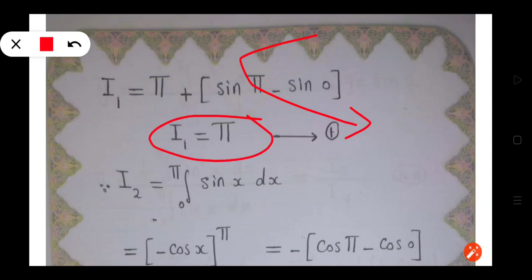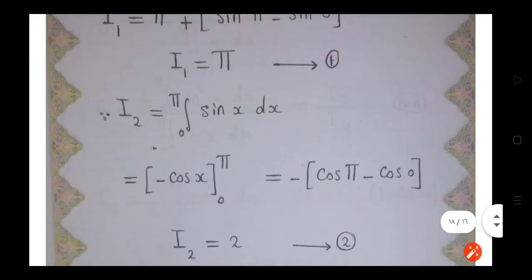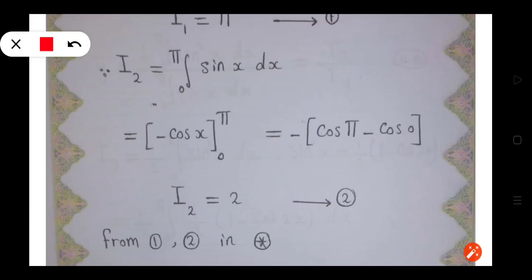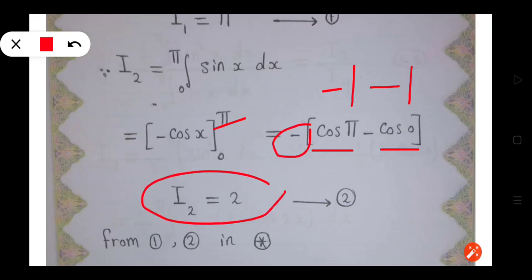To find I2, it is the definite integral from 0 to pi of sine x dx. Integration of sine x equals negative cosine x from 0 to pi. First we put x by pi and then put x by 0. So it will be negative, cosine pi minus cosine 0. Cosine pi equals negative 1, cosine 0 equals 1, so negative 1 minus 1 equals negative 2, times negative 1, then it equals 2. So I2 equals 2.